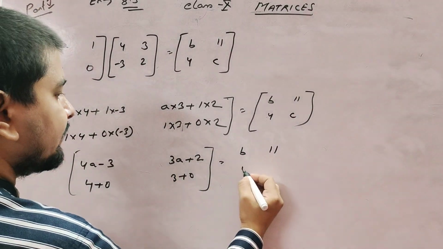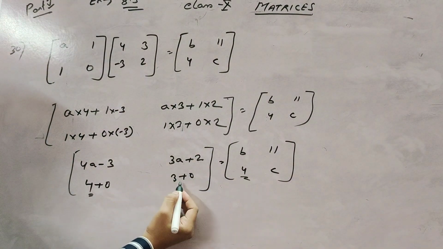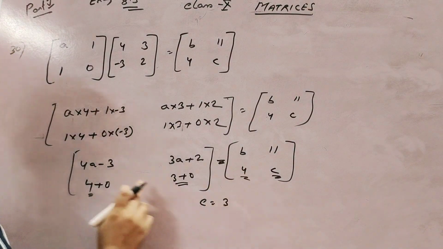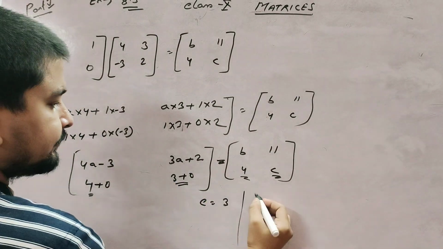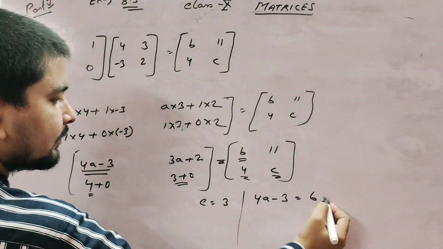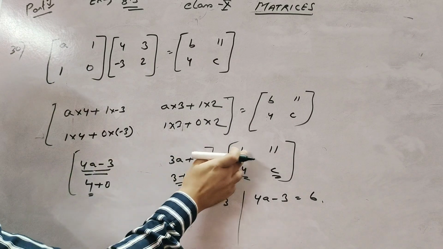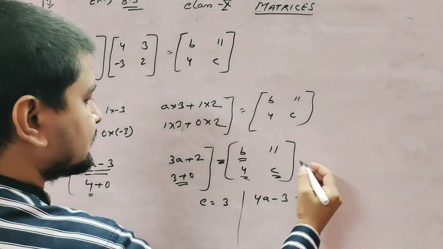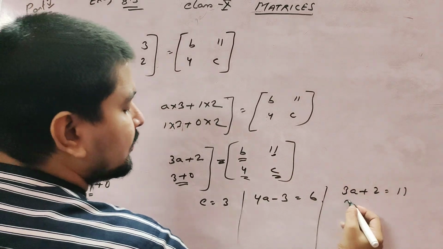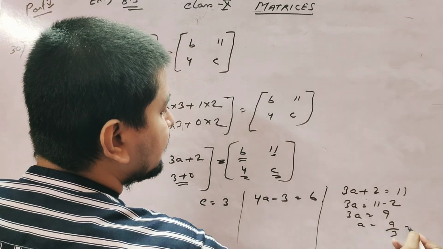Equals B, 11, 4, C. You see that 4 equals 4. Okay, so 3 equals C, so therefore C equals 3, since the equals sign is given. 4a minus 3 is equal to B, because 4a minus 3 equals B, the first row, first column number. Okay, and now here 3a plus 2 equals 11, so 3a equals 11 minus 2, 3a equals 9, a equals 9 upon 3, that is 3.